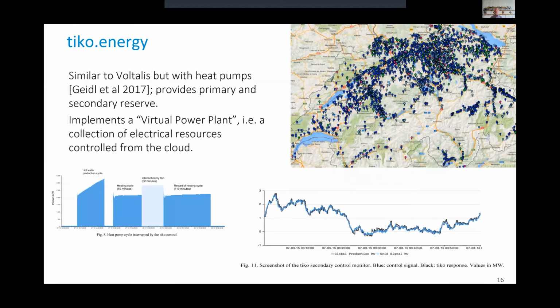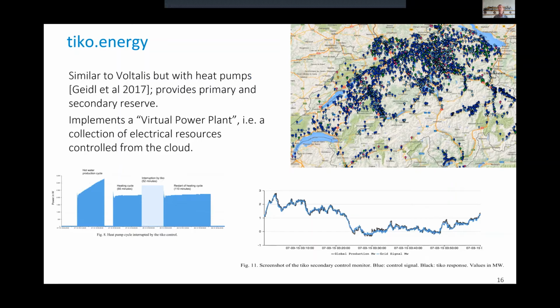More recently, a similar idea has been deployed in Switzerland. It's the company called TICO. That's the website of TICO. They do the same, but they also address heat pumps. So Voltalis targets really resistive heatings. TICO also addresses heat pumps, which is more interesting because there are many, many heat pumps that are deployed and being deployed. So that's the technology of the future.